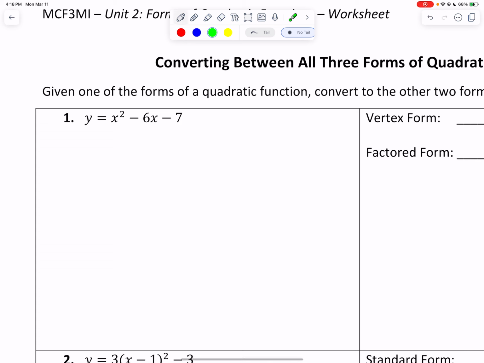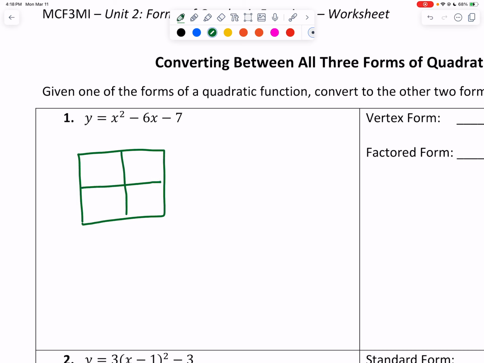So for vertex, I am going to complete the square. Remember that this is different from factoring, even though it's very similar where we're using the box. I'm going to divide b by 2. So that's going to be x minus 3, x minus 3. This is 9. But remember that I want a minus 7 right here. I don't want a positive 9. I want a negative 7. So to do so, I am going to have to subtract 16.